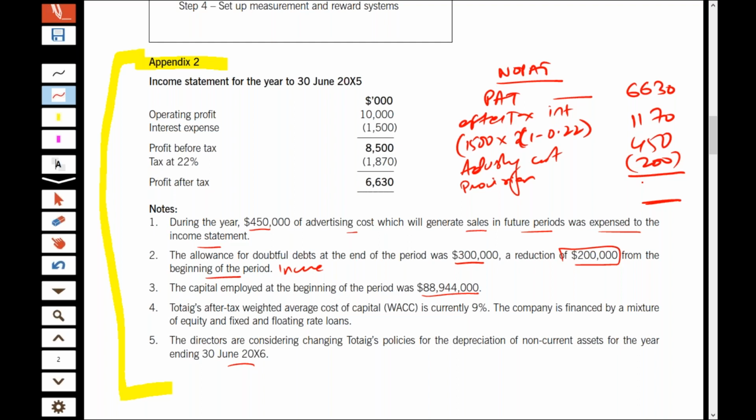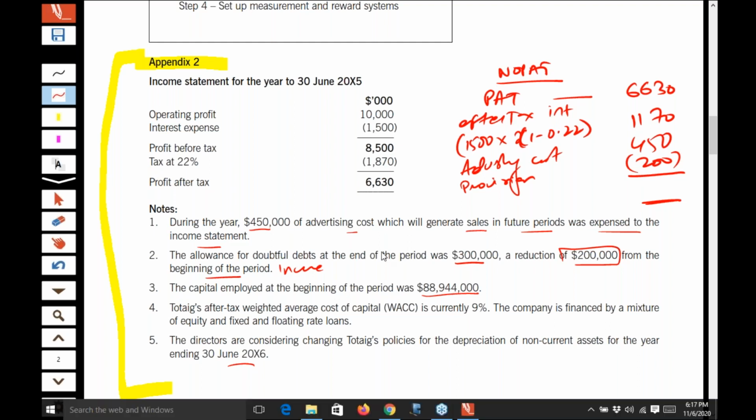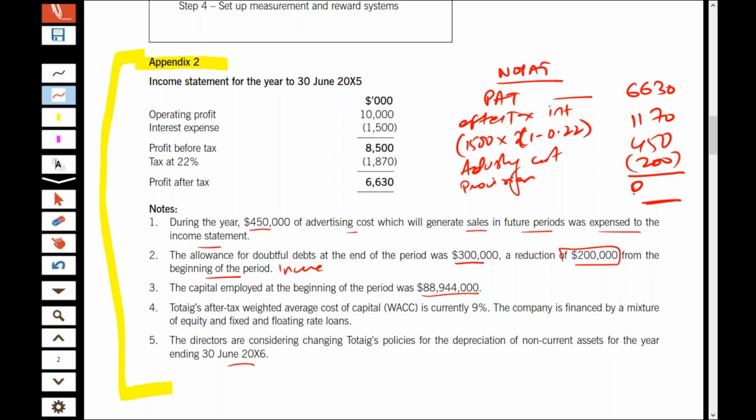Okay, it's actually going to be what? 6630, add 1170, add 450, less 200. So how much is it? 8050. Okay, it's 8050. We are adding interest. Okay, there is a question that why are we adding interest? Let me explain to you.